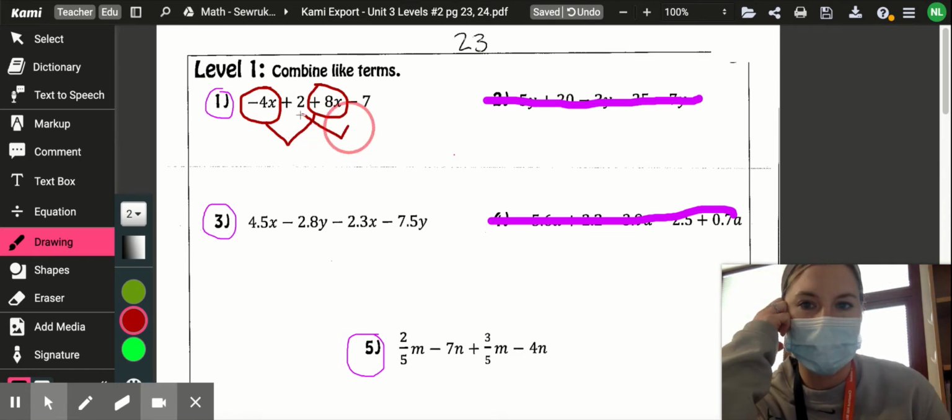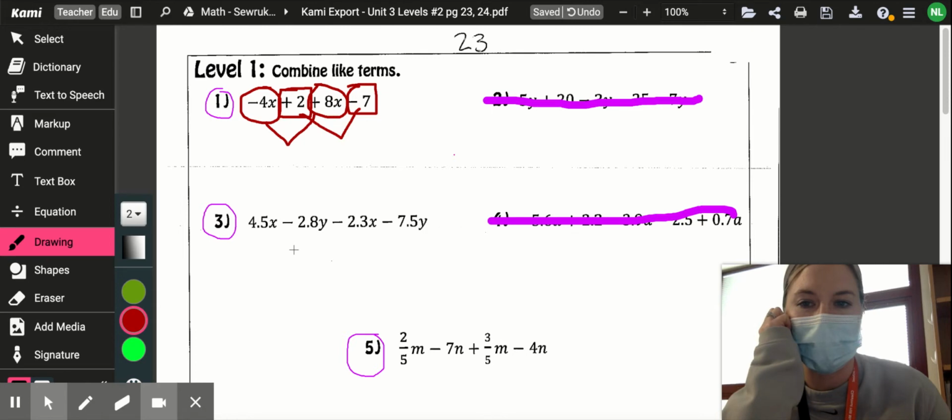Then I do those two numbers with, I should use a different color, but with this, I'll do boxes. Put those in your calculator, that goes at the end.